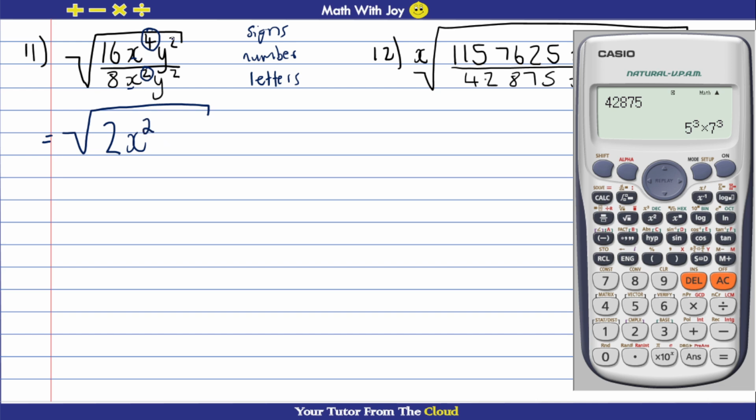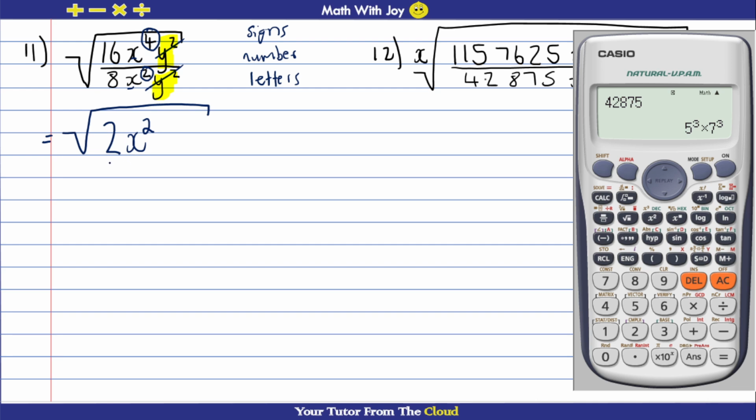It's 2. Now this one, again, you should now be able to identify that these guys are the same. So they cancel out. So there's no y squared anymore. So I have 2x squared to work with over here.